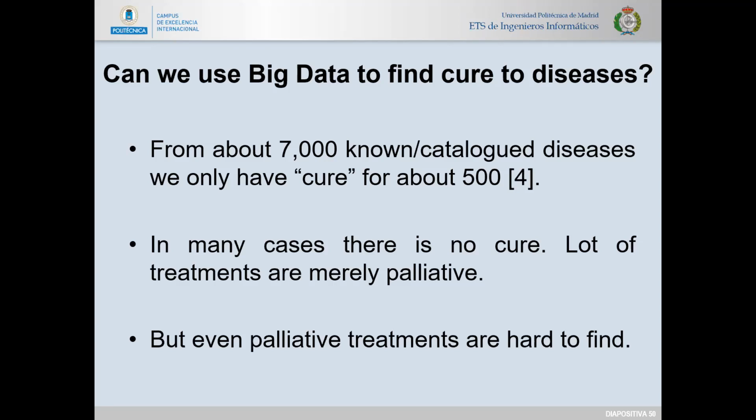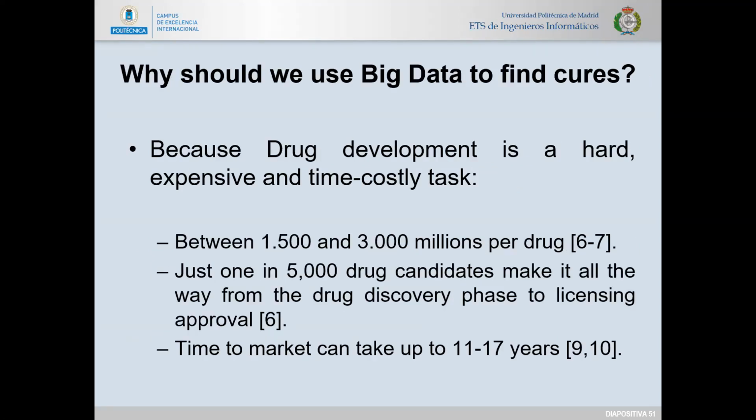Okay, but even the palliative treatments are hard to find. Why? Why should we use big data to find cures? Because the development of a drug is a hard, expensive, and time-consuming task. Between 1,500 and 3,000 million per drug, and just 1 in 5,000 drug candidates make it all the way from drug discovery to the licensing approval. Time to market can take up to 11 to 17 years. Okay, this is the normal path.